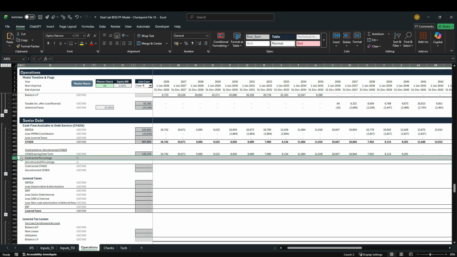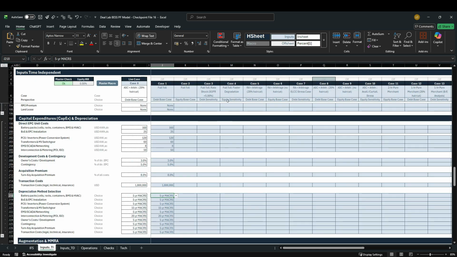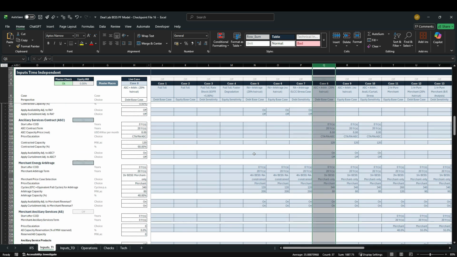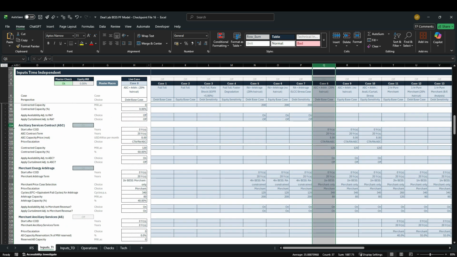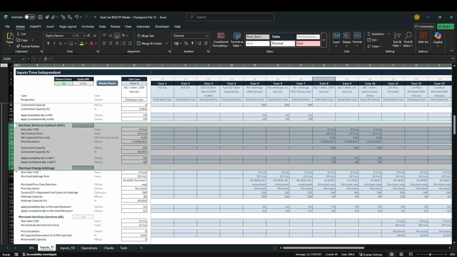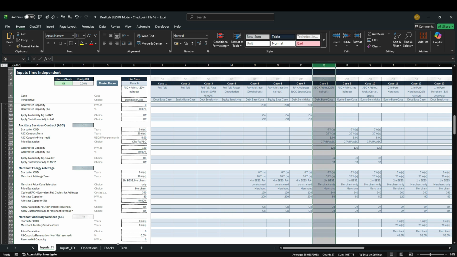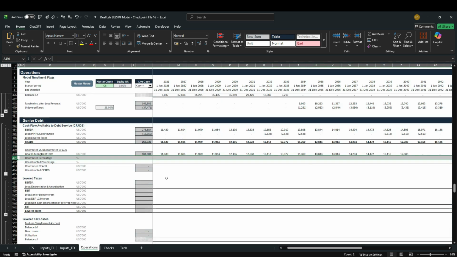And for our contracted percentage, let's actually flip over to a case which has a mix of merchant and contracted revenues. So we'll just flip to case 8, where we have a mix of, let's go into our inputs time independent sheet, an auxiliary service contract as well as merchant arbitrage, which you can see right here. This here is contracted capacity being 120 megawatt AC, as well as a merchant energy arbitrage assumption for case 8. So let's move back to the operations sheet.